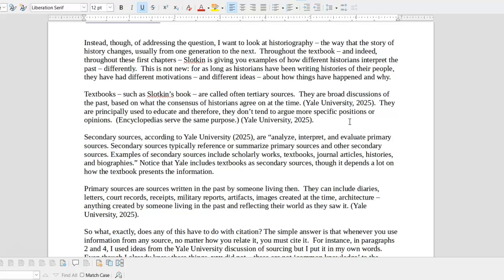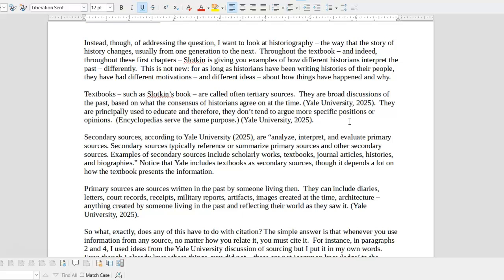Historians work principally with what are called primary sources. I'm going to talk about that as we go through this as well. Historians write, as a rule, secondary sources. Secondary sources are attempts to explain the past based on the use of primary sources. Primary sources are documents that are written in the past by someone living then. All right, so your textbook is traditionally known as a tertiary source, even though sometimes they're also called secondary sources.